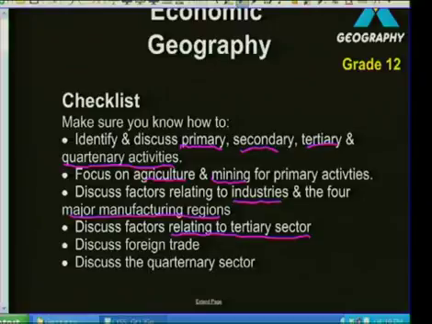You'll also be looking at foreign trade, things like balance of trade and balance of payment. And then you'll be looking at your quaternary sector, which is your research, IT, etc. And this, in a nutshell, gives you a brief overview of what your people's needs, your economic geography, is about.